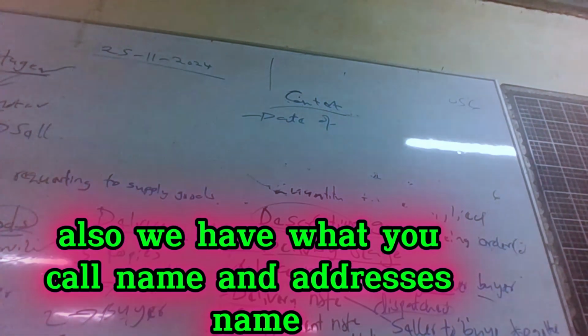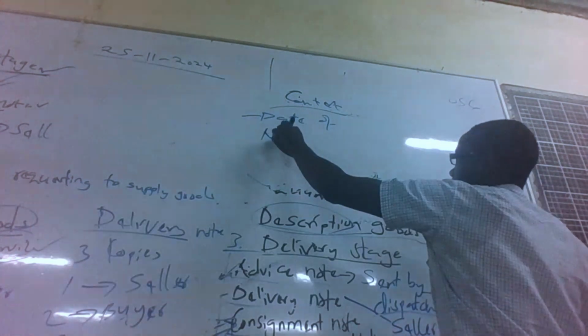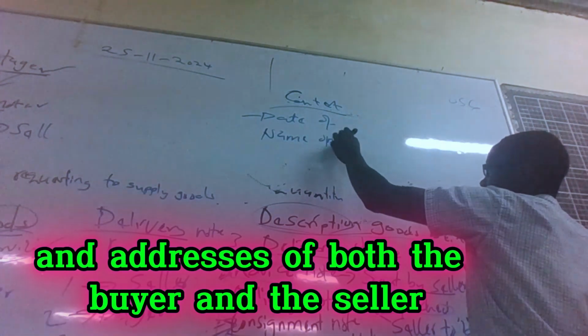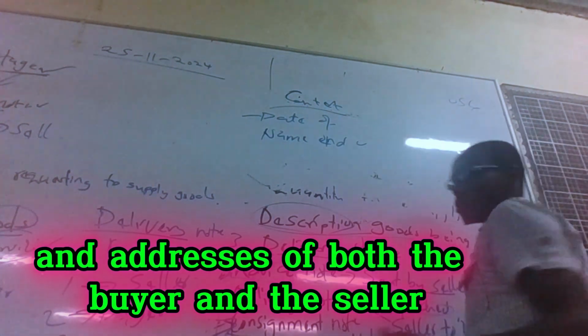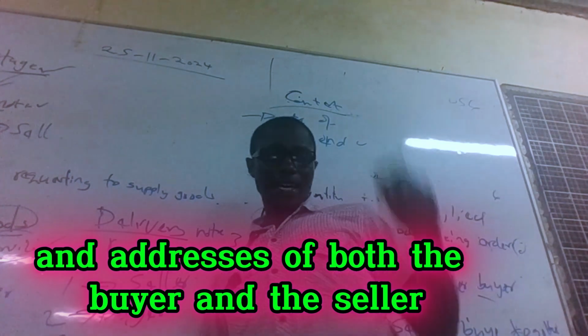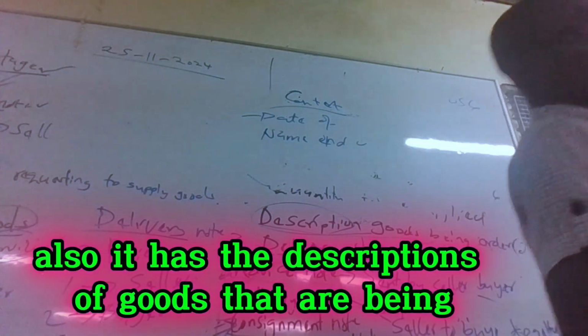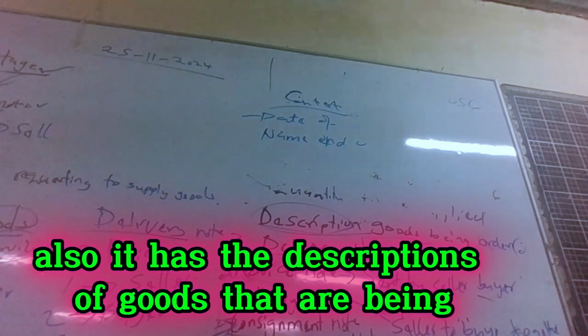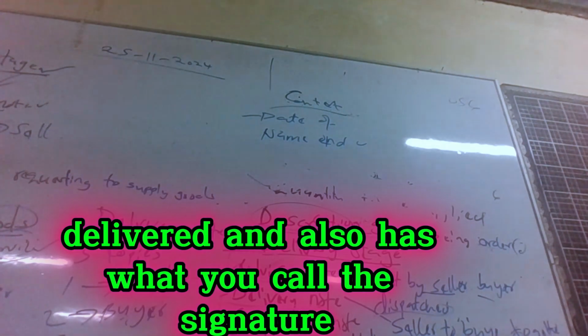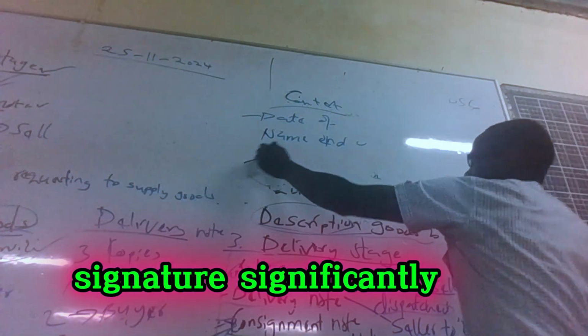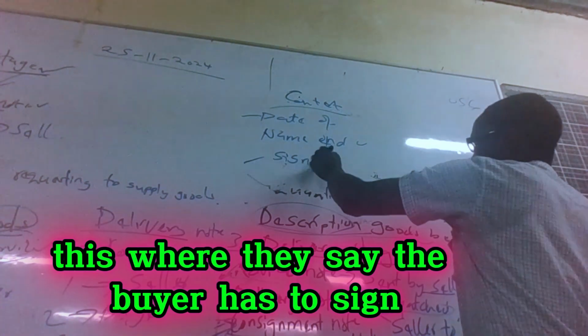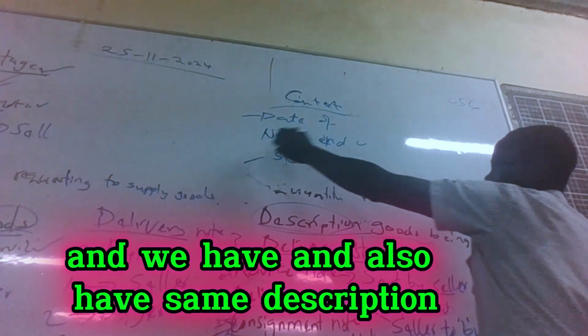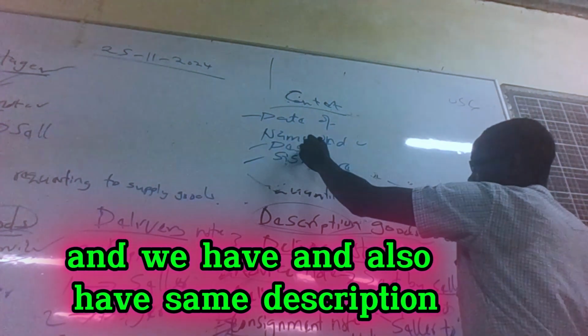Number 2, we have the names and addresses of both the buyer and the seller. Also it has the descriptions of goods that are being delivered, and also the signature. This is where the buyer has to sign.